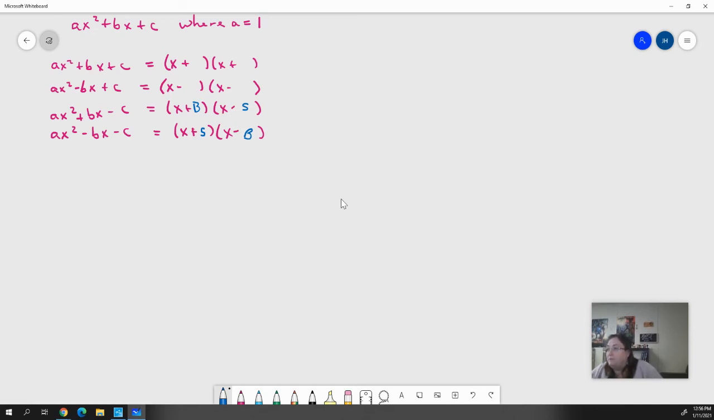So a few examples of this I would have. If I have x squared plus 14x plus 45, I know that my factors are going to be x plus something and x minus something. The steps that you take to figure out what those somethings are is you are going to take your C value, you're going to find the factors of your C value.